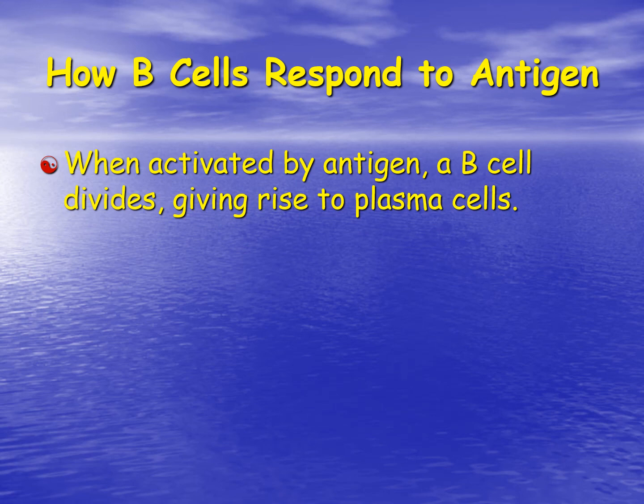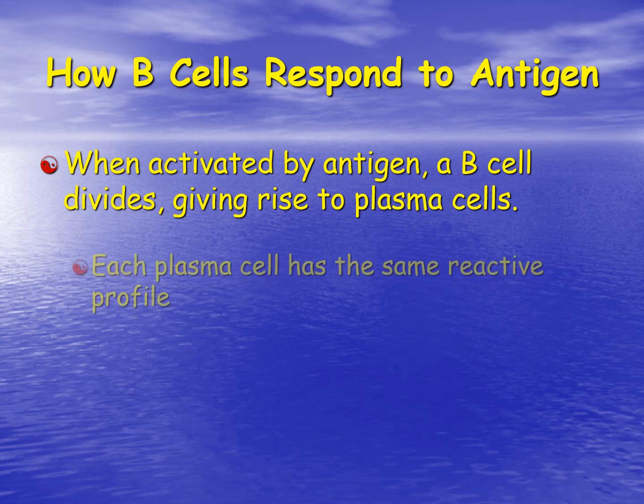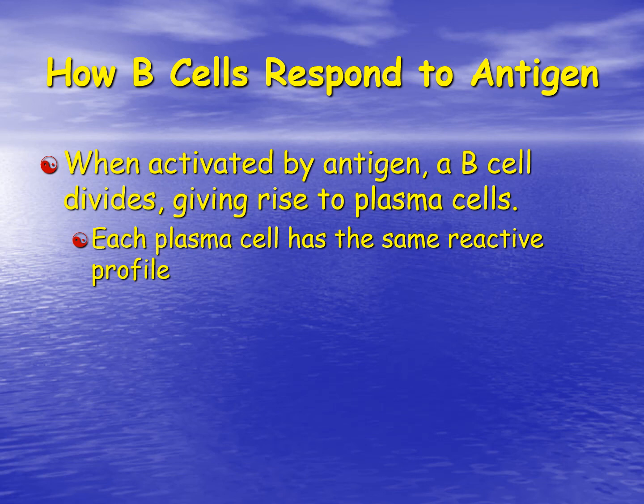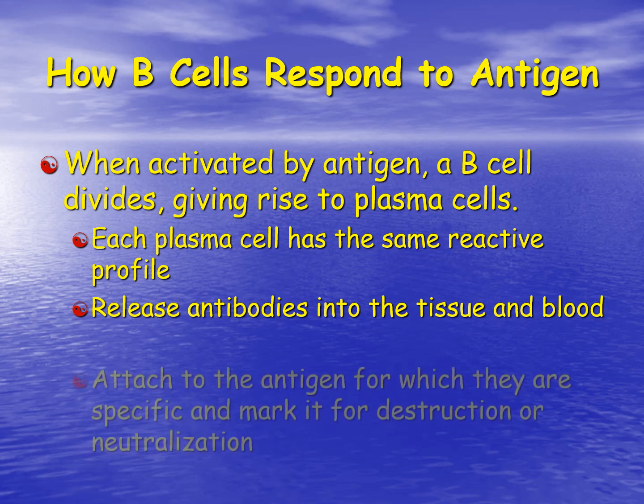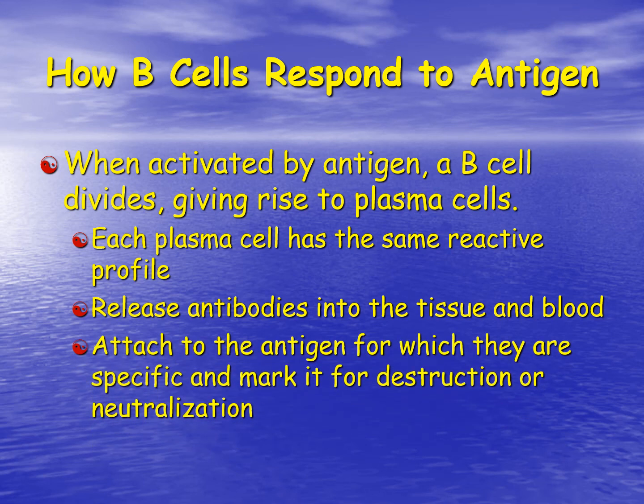B lymphocytes, when activated by an antigen, undergo clonal expansion, giving rise to the three types of B cells. Primarily the main group is going to be the plasma cells. Each plasma cell has the same reactive profile and therefore will produce an antibody to the antigen that B cell was sensitized to. These plasma cells will release the antibodies into tissue, fluids, and blood, and they will be able to interact then with the antigen. The antibodies will attack the antigen to which they are specific and mark it for destruction or neutralization.